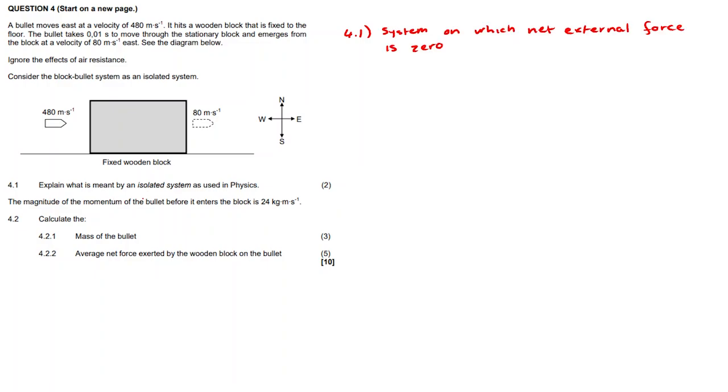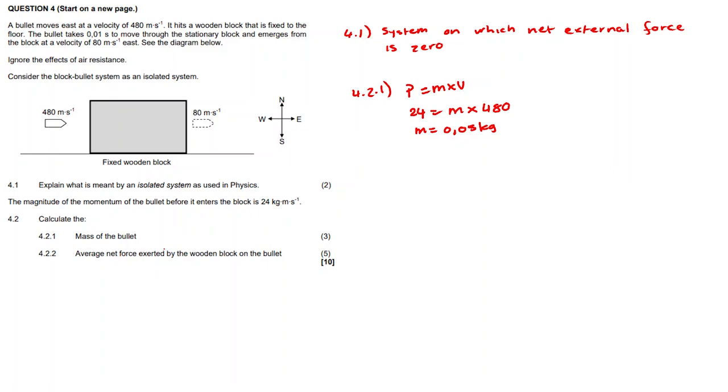The magnitude of the momentum of the bullet before it enters the block is 24 kilograms meters per second. Question 4.2. Calculate the 4.2.1 mass of the bullet. Since they give us the momentum and we know the velocity, we can use the formula p equals m times v in order to calculate the mass. We have the momentum being 24 is equal to mass, and we have the velocity before it enters the block being 480. When we rearrange and plug this into the calculator, we should get 0.05 kilograms as the mass of the bullet.